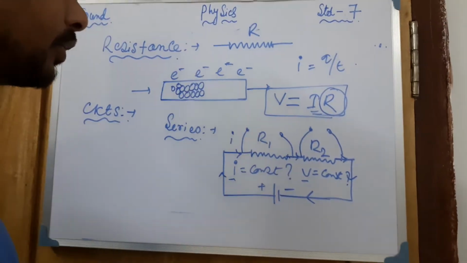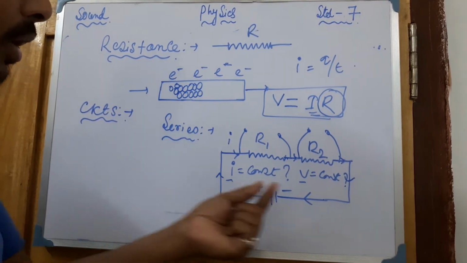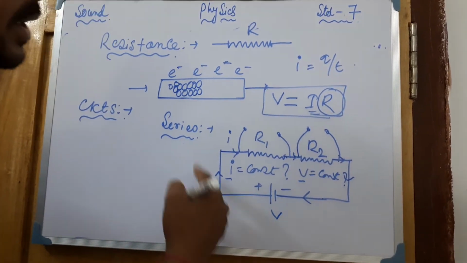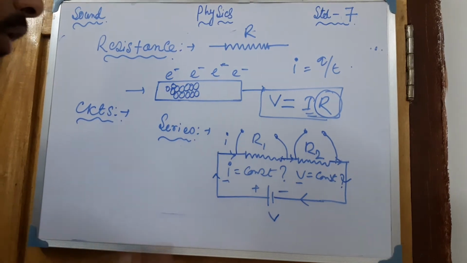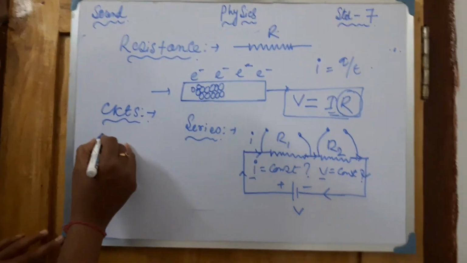That is your homework. Think for a moment and tell me whether I is remaining constant here, or V, the voltage supplied from here, is the one remaining constant. Think for a moment. Next one, the parallel circuit.